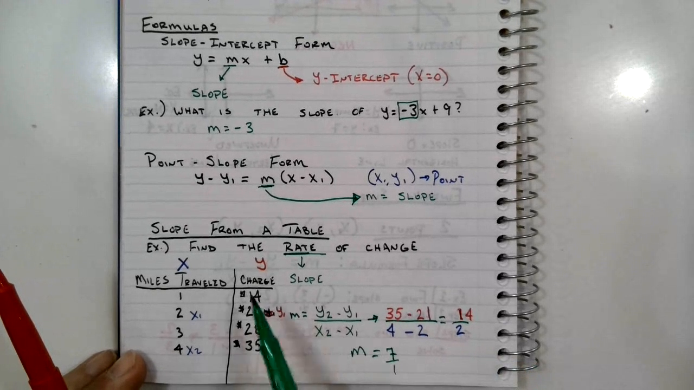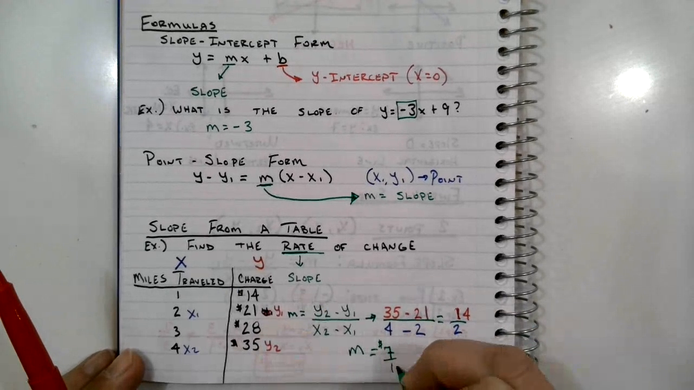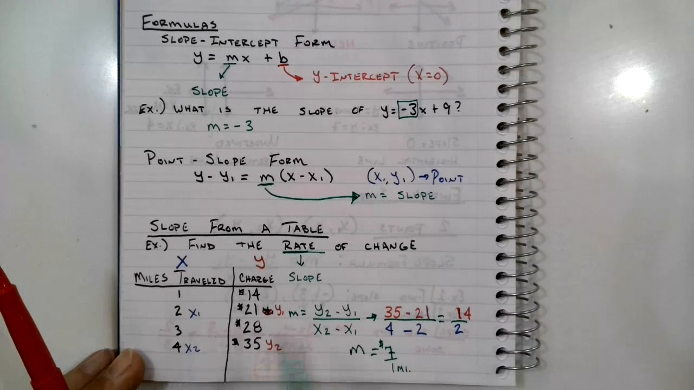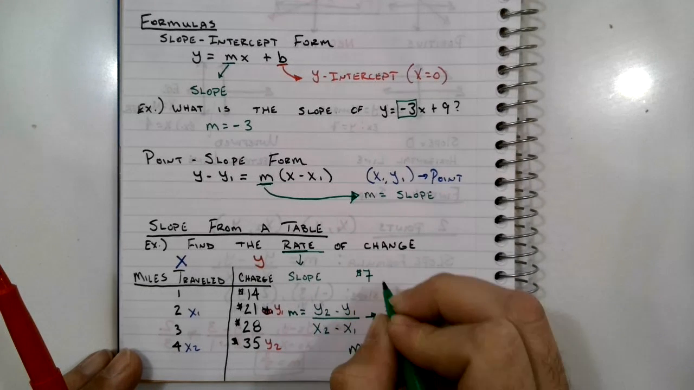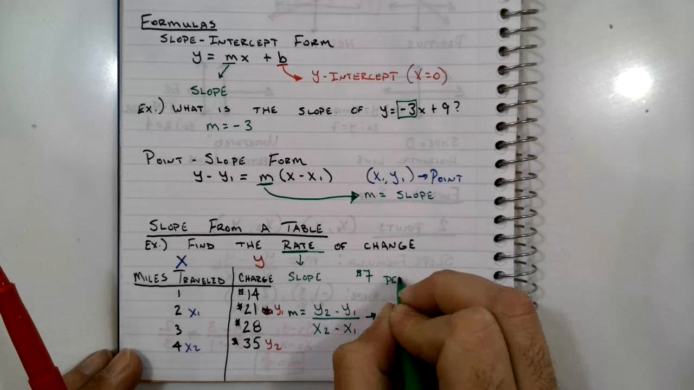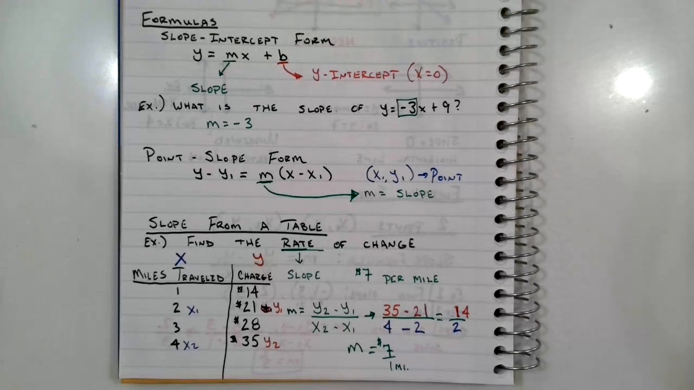Well, the y's represent the charges, dollars. The bottom represents the miles. That would be telling me that this is $7 per mile. That's what that slope would tell me right there. Okay, that's what it represents. $7 per 1 mile. It's finding slope from a table.